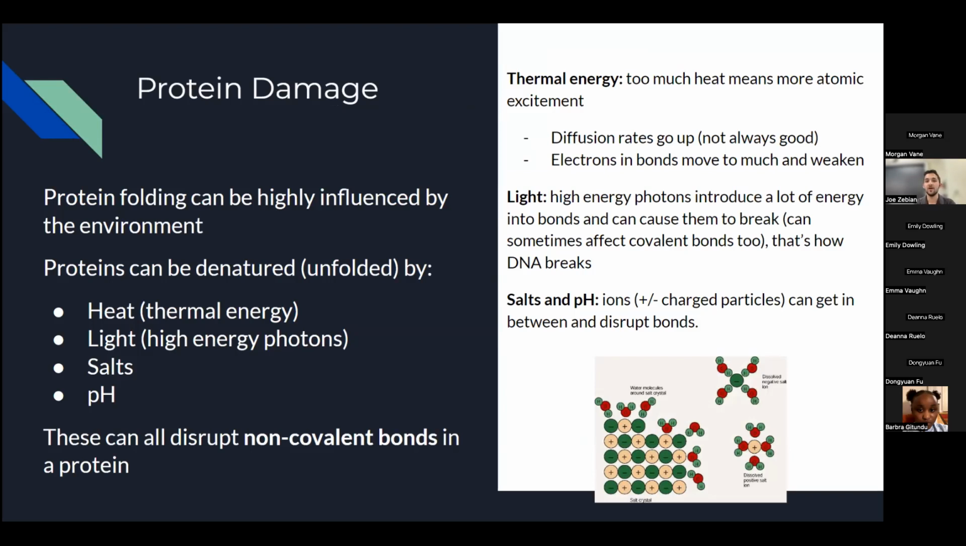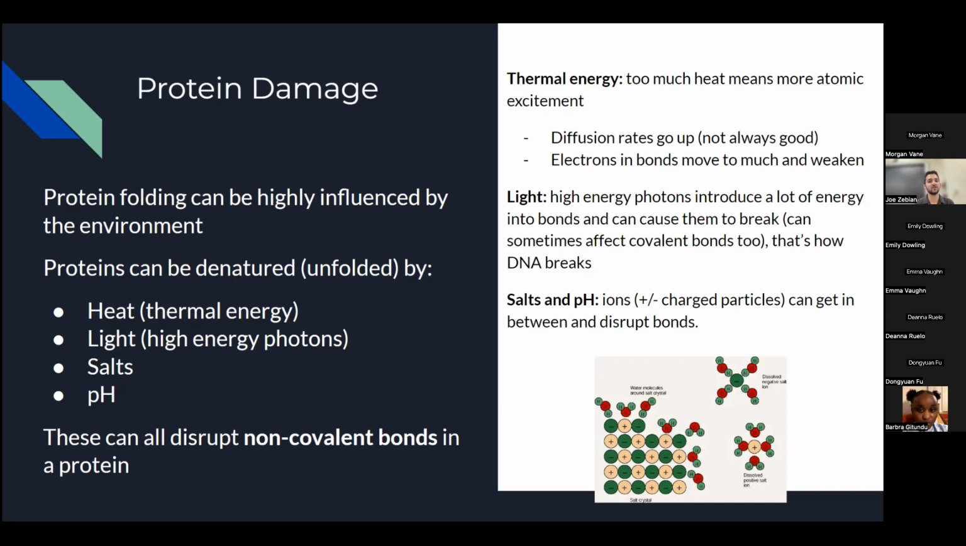So that's a problem. Things like thermal energy, too much heat means more atomic excitement. Diffusion rates go up, which isn't always good. Electrons and bonds move too much and weaken, especially in the presence of thermal energy that can cause the proteins to unravel. That's very bad. And then light, high energy photons bring in a lot of energy into bonds that can break bonds, as we've learned in the second half of the class. This can also sometimes affect covalent bonds too. That's also how DNA breaks, which is, as you might guess, very bad.